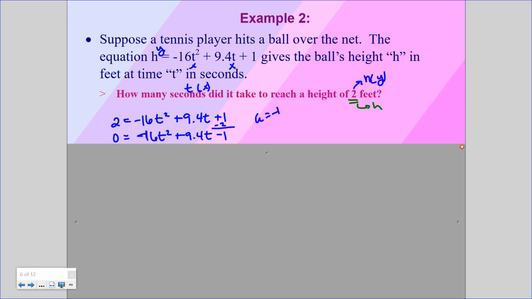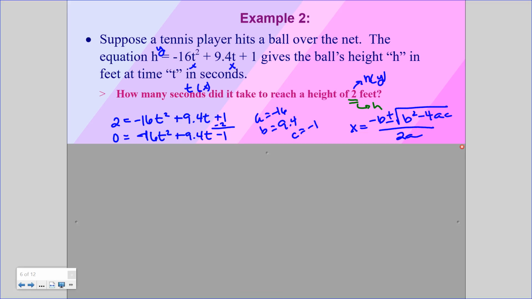A is equal to negative 16. B is equal to 9.4, and C is equal to negative 1. So at this point, because we can't factor, we will use our quadratic formula of x equals negative b plus or minus the square root of b squared minus 4ac all over 2a.